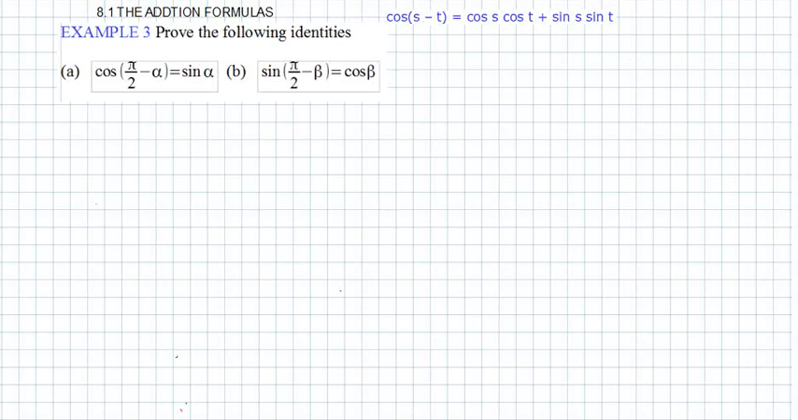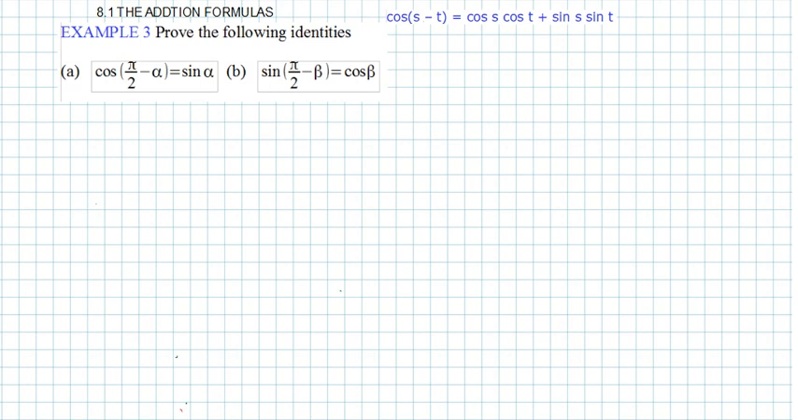So I'm going to prove that this identity is true. And I notice that the left side here has the same form as the left side here. So I'm going to do this identity using this data. The pi over 2 is S, and the alpha is T.